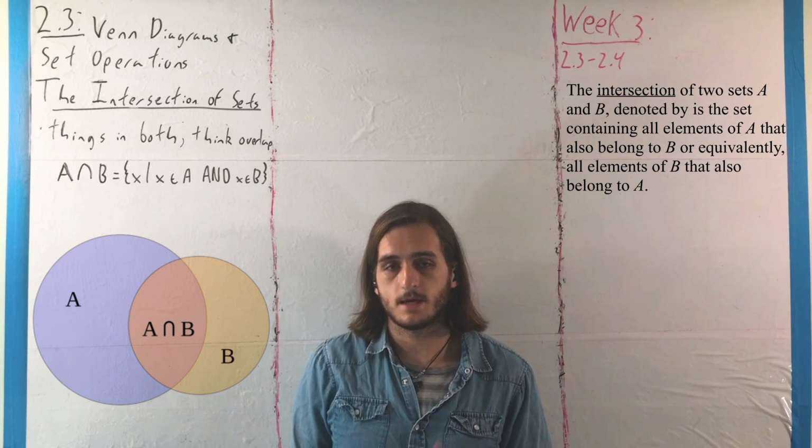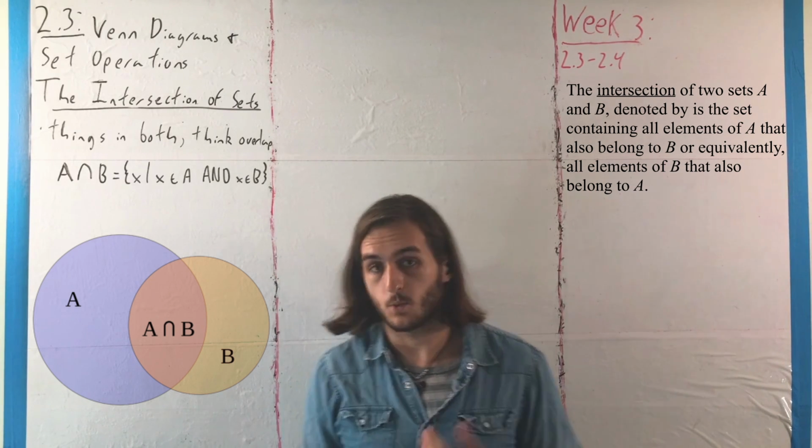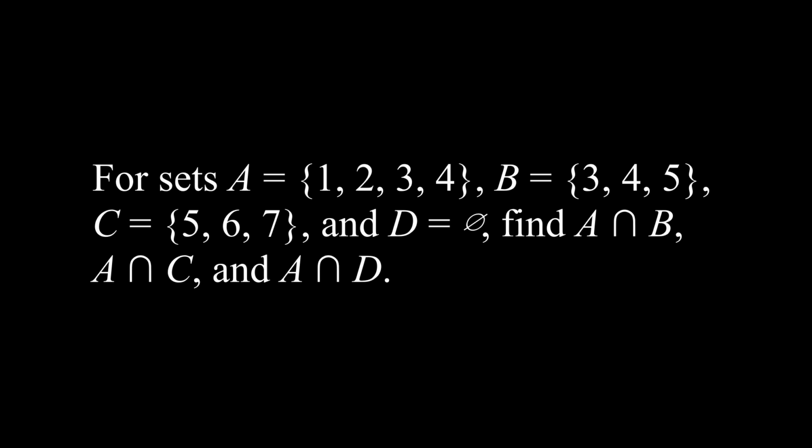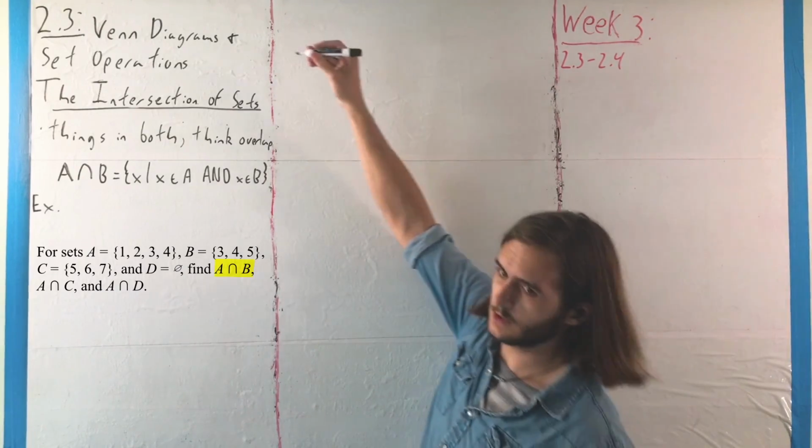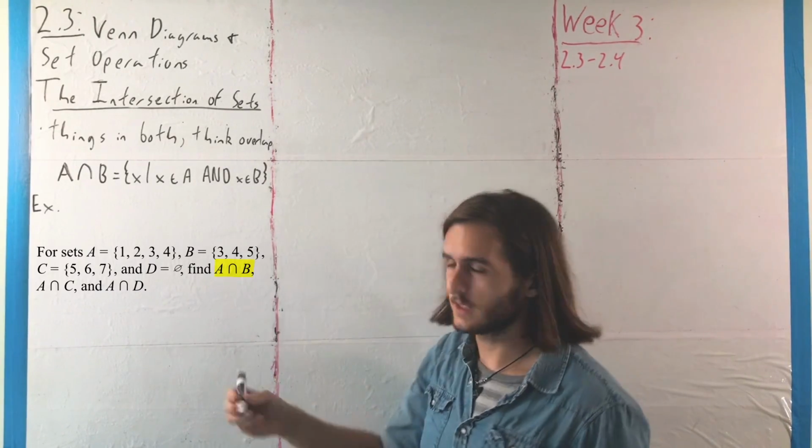So let's take some quick examples to understand what it is that we're looking at. For this, we have the sets A is {1, 2, 3, 4}, B is {3, 4, 5}, C is {5, 6, 7}, and D is the empty set, and we want to find A intersect B, A intersect C, and A intersect D. The first one is the only one that's going to mean anything really, but we'll get to that in a second.